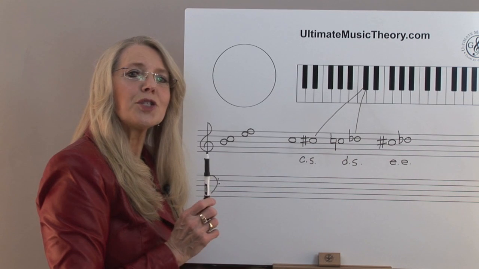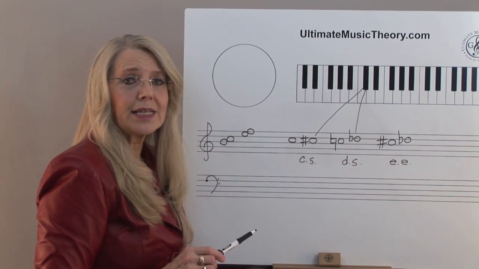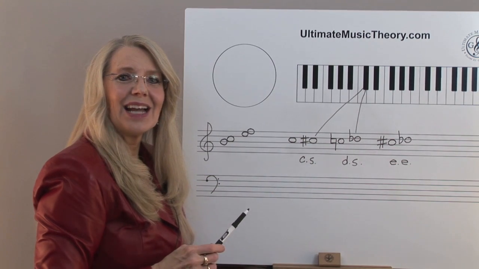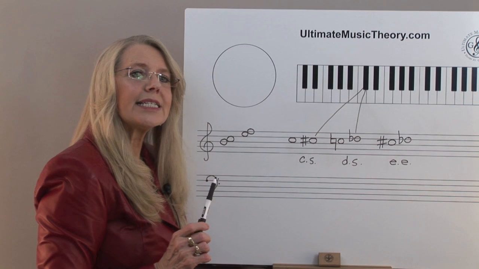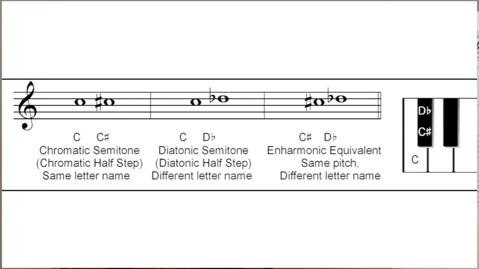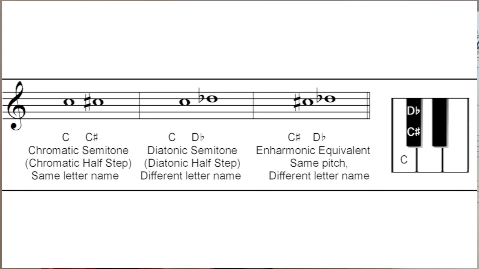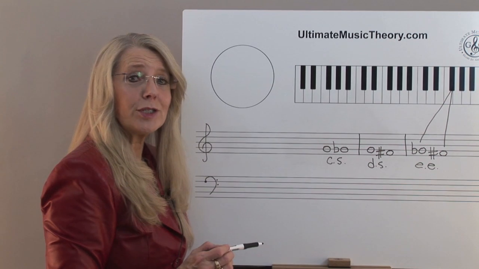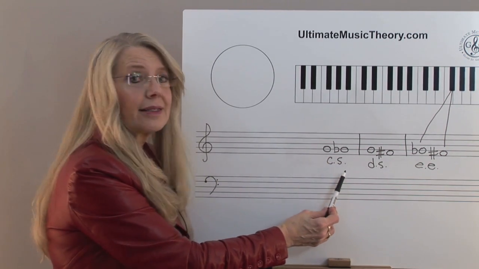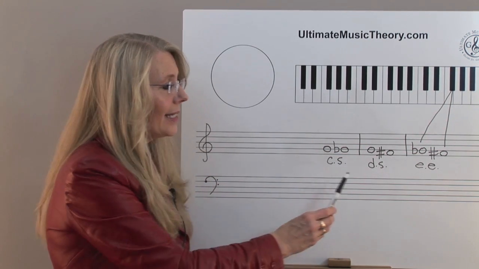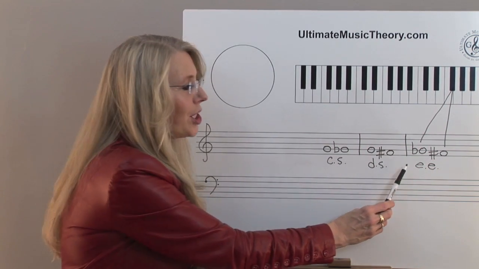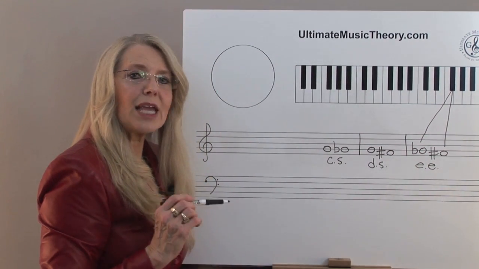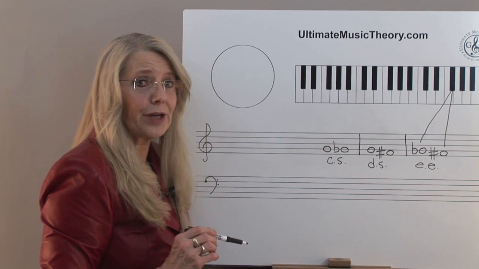Each black key on the keyboard has two names. For example, C sharp is also called D flat. When writing notes that are the same pitch using different or neighboring letter names, such as C sharp and D flat, they are called enharmonic equivalents. For example, a chromatic half step below G is G flat. A diatonic half step below G is F sharp. Now, G flat and F sharp are called enharmonic equivalents. They are the same pitch written with notes using different letter names.